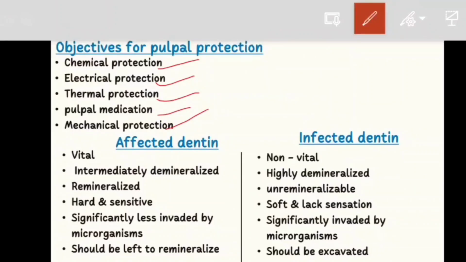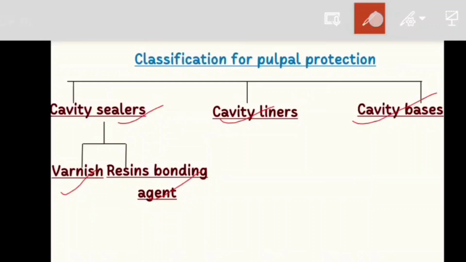Now, what is the difference between effective dentine and infected dentine? Effective dentine is vital, intermediately demineralized, and can be remineralized. It is hard and sensitive, has less bacterial invasion, and should be left for remineralization. While infected dentine is non-vital, highly demineralized, and cannot be remineralized. The dentine is soft and insensitive, lacking sensation, and is significantly invaded by microorganisms, so it must be excavated.